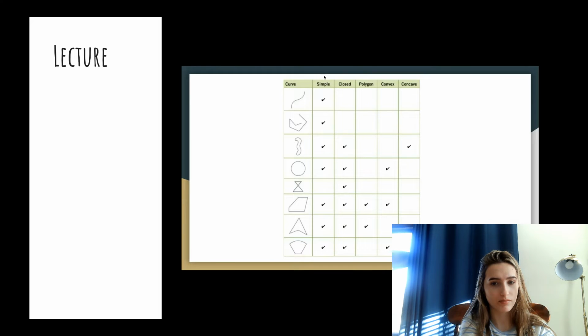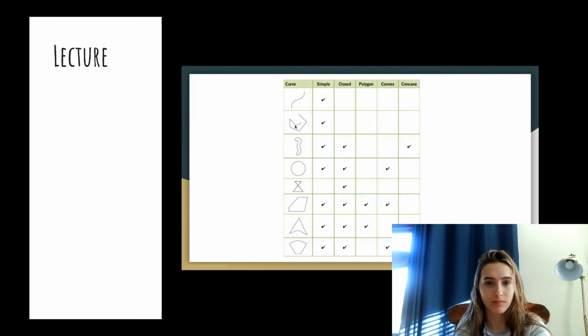So here we are looking at a few different figures that are simple closed polygons, convex, or concave. These are good examples. You guys can jot this down or take a picture of it with your iPads, whatever you feel is best. So let's talk about this curve. This curve is simple, but it is not closed, a polygon, convex, or concave.